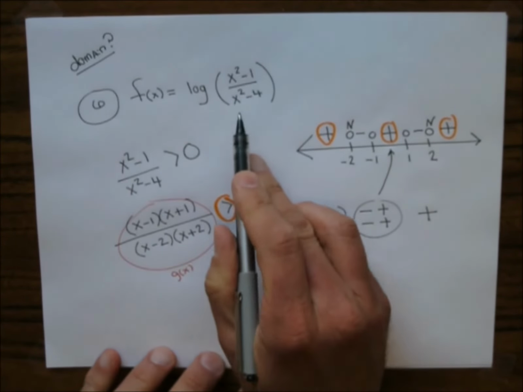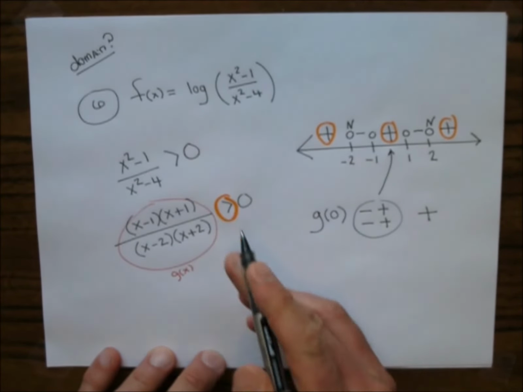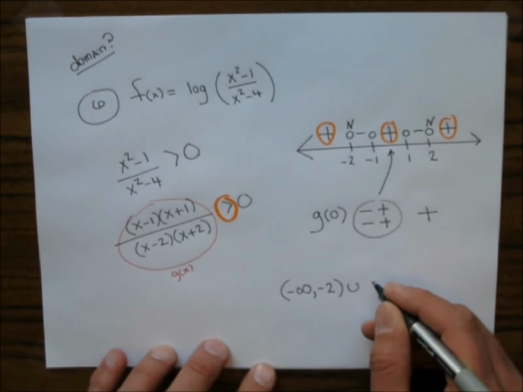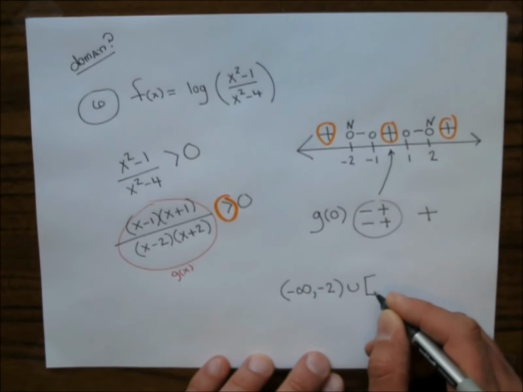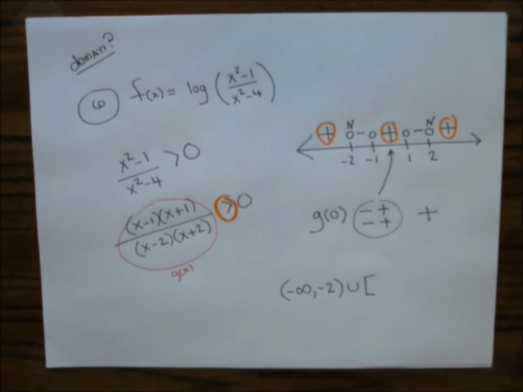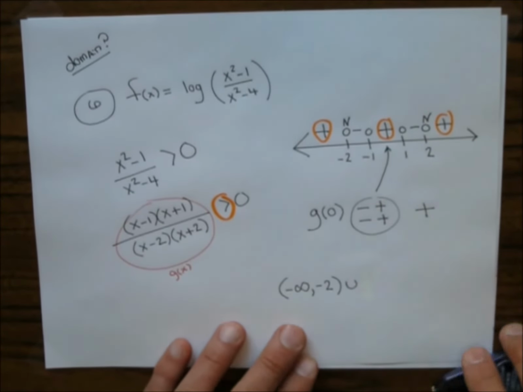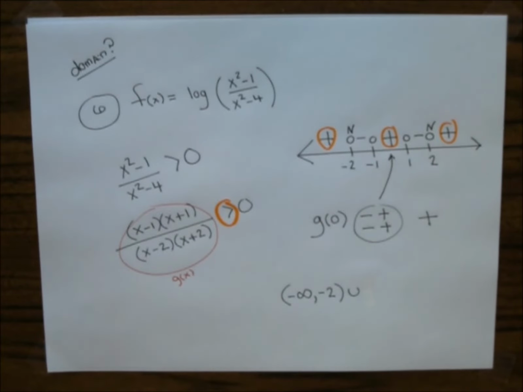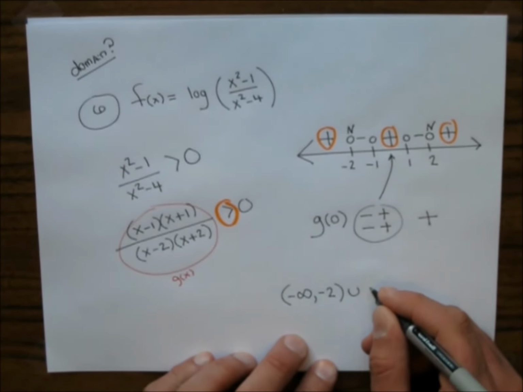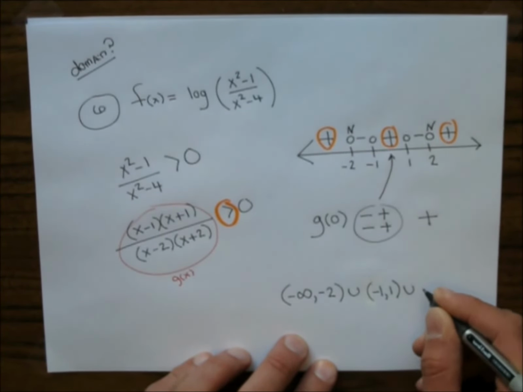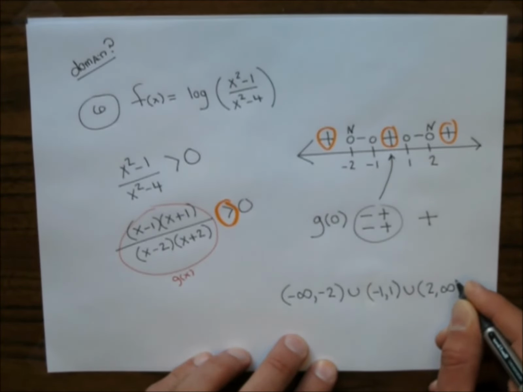And our domain for this creature here, log of that, and the base of that log is 10, would be from negative infinity to negative 2, union, what am I doing here? Okay, I gotta get the whiteout out. There we go. And, well, okay, so what I have here is, I put a bracket there, so I must be getting tired. Negative 1 to 1, union, 2 to infinity.